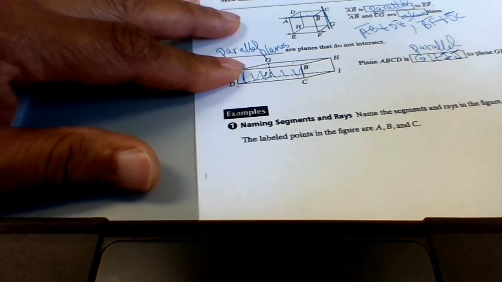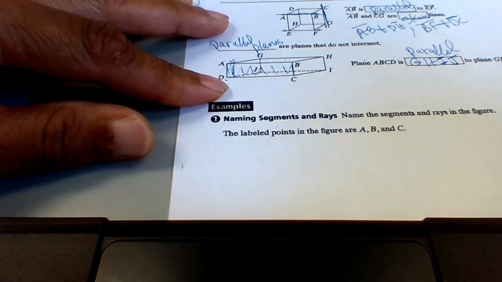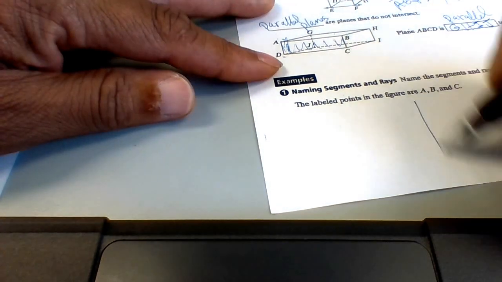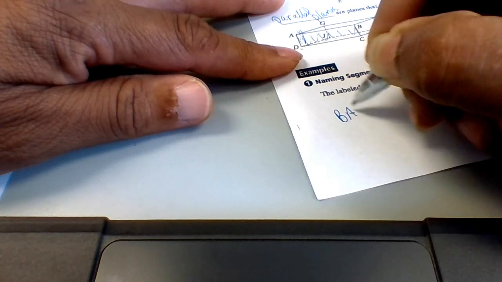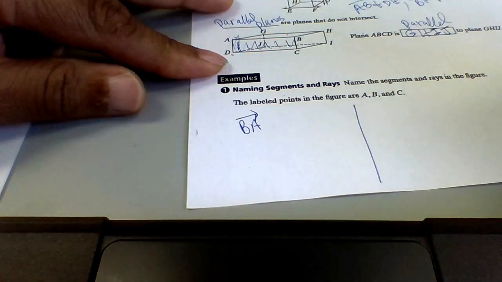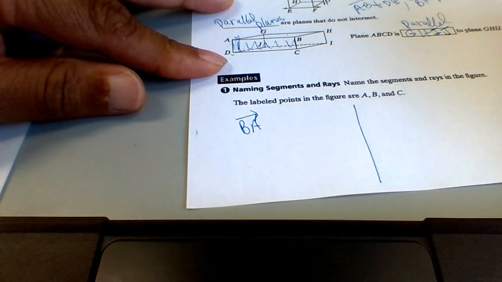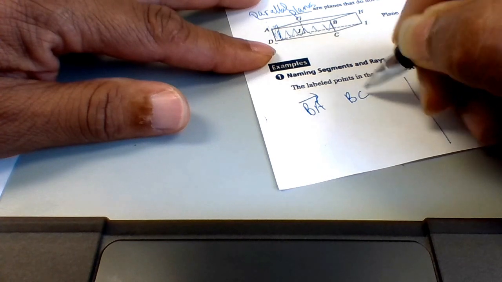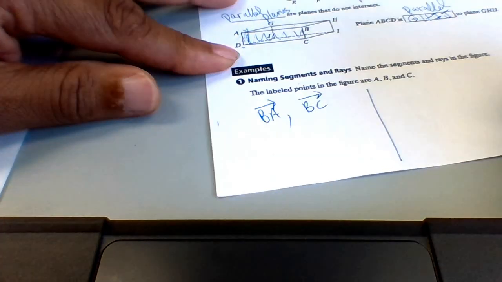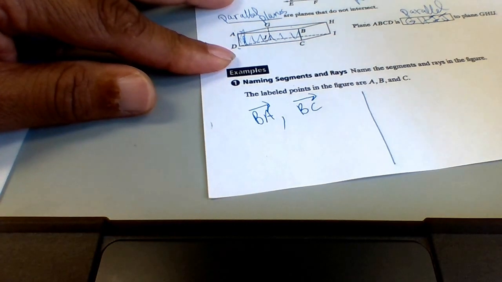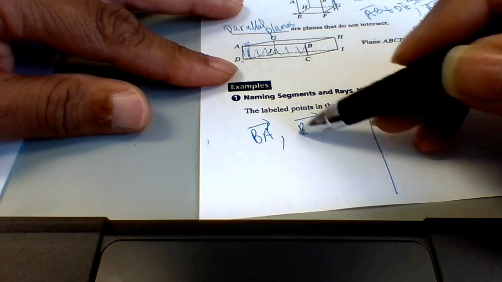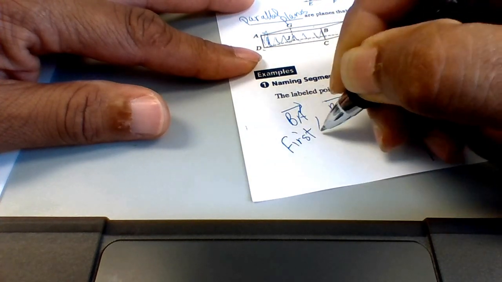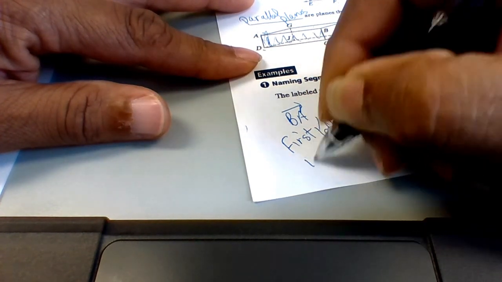All right, name segments and rays. Name the segment and rays in the figure. Okay. Ray BA. So that means I'm starting with endpoint B and going out through A. And BC, again, I'm starting at B and going through C. So in rays, the only thing that's really, really important is that the first letter is your endpoint.